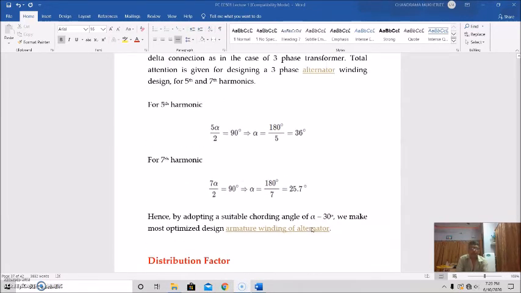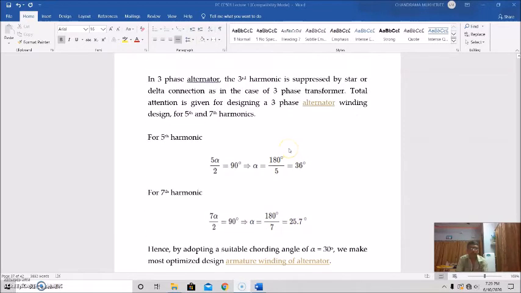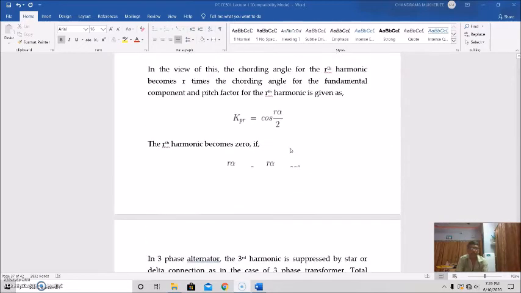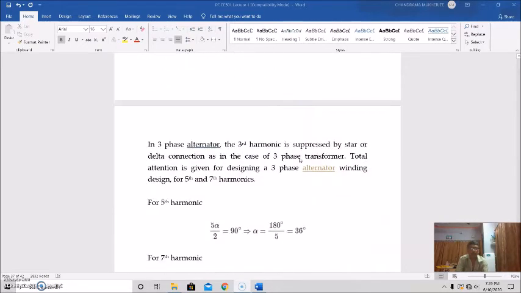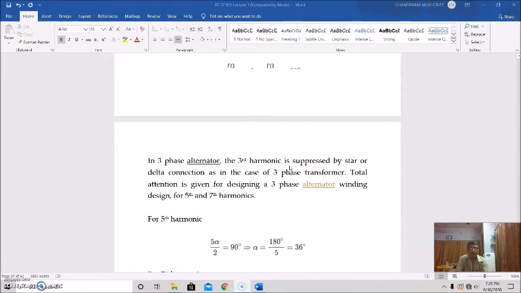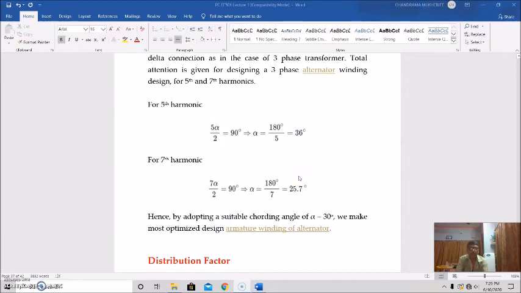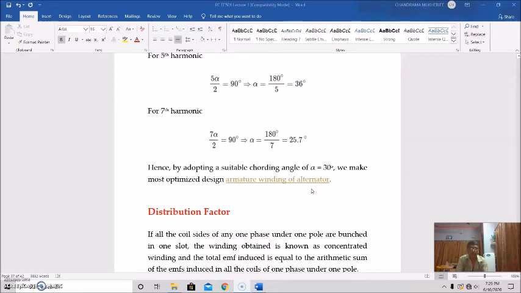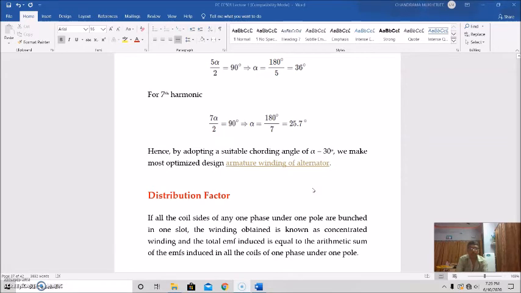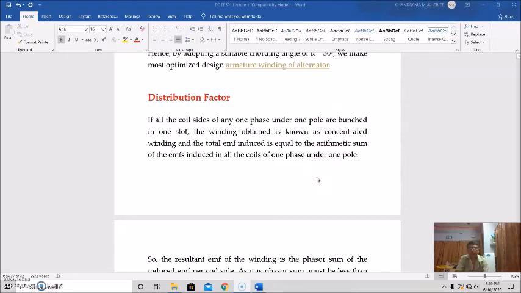So if for the seventh harmonic we consider, then this coding angle will be about 25.7 degree. If it is the fifth harmonic, it is 36 degree. If it is the third harmonic, it is... for the fifth it is 36, and for the seventh harmonic it is 25.7 degree. Hence, by adopting a suitable coding angle of alpha to 30 degree, you make the most optimized design of the armature winding of the alternator. Now come to the point of distribution factor.